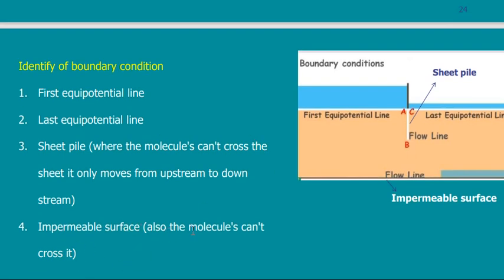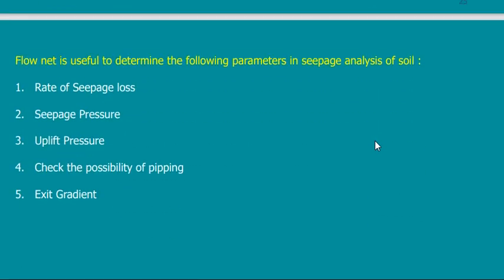Impermeable surface is the end line. This gives you your last flow line. So my first flow line is the one touching the structure, and my last flow line is the impermeable layer. In between, I should draw the flow lines and my flow net as a whole.